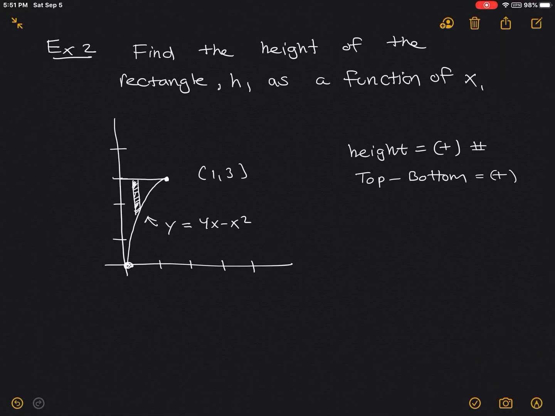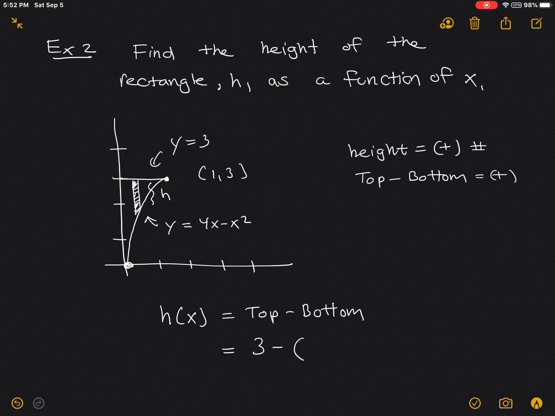All right, so with that said, this is not as difficult as it may seem. If this is the height of the rectangle at any point, if I move this rectangle closer to the origin, if I move it closer to 1, it's always dependent on where I'm at in the curve. And so the height as a function of x, if it's top minus bottom, it's dependent on where my x value is. Well, the top is always the line, this line right here is y is equal to 3, and the bottom is just 4x minus x squared.